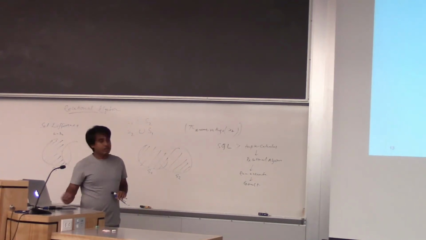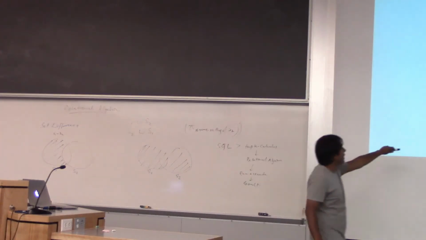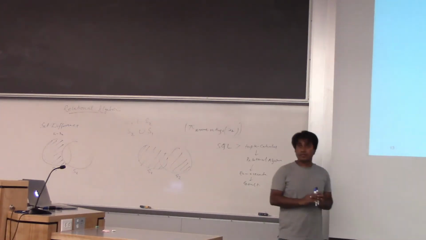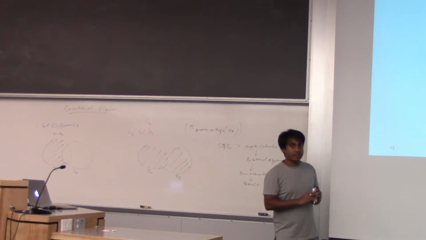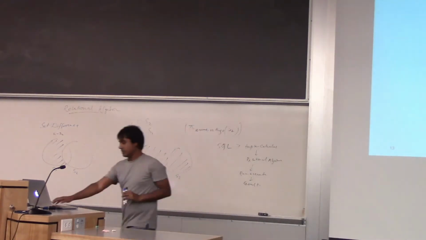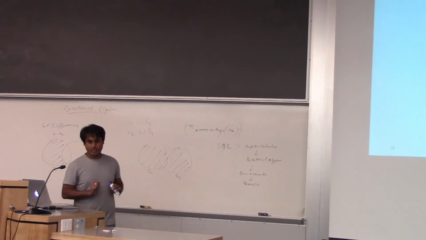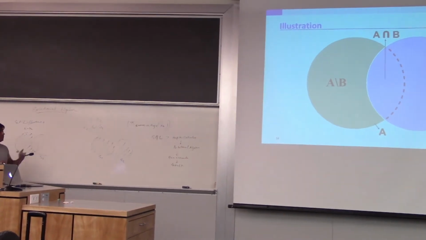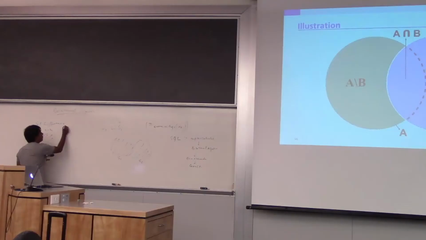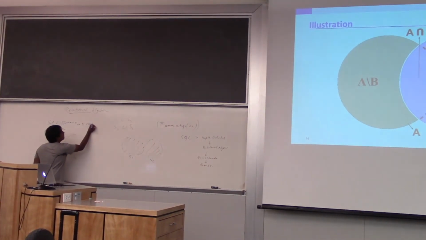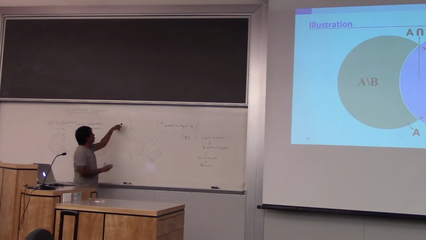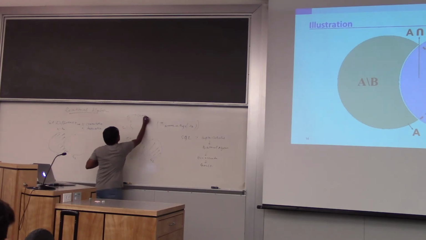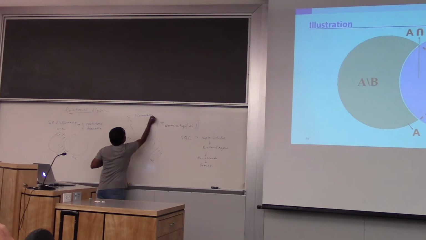And now let's see what is S2 minus S1. 28. Anyone? Yes? 28, 44. 28 and 44. Excellent. So what we have seen is that set difference is not commutative and not associative, but union is commutative and associative.